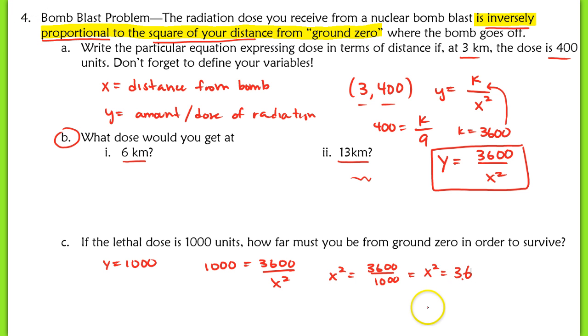Now if I solve for x and take the square root, obviously we do get 2 solutions, but we can throw out the negative because the distance can't be negative. We end up with a value that's approximately 1.89 kilometers away. So you need to be about 2 kilometers away or more in order to survive that blast.